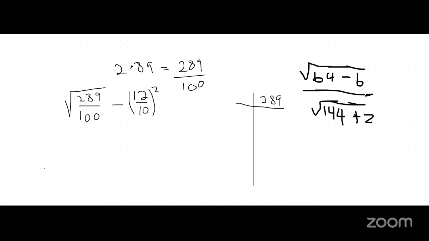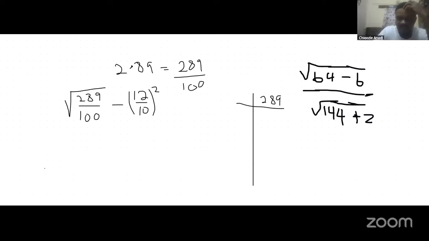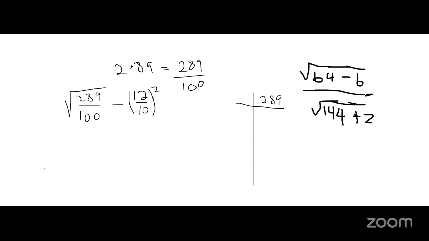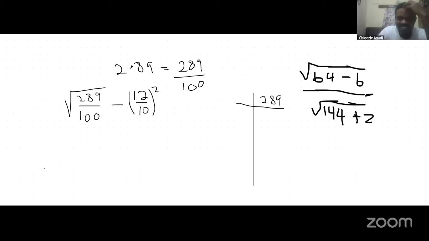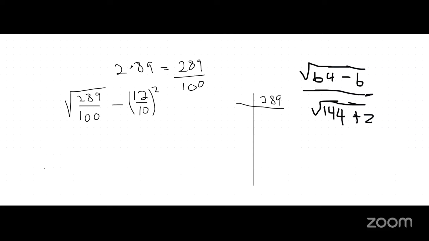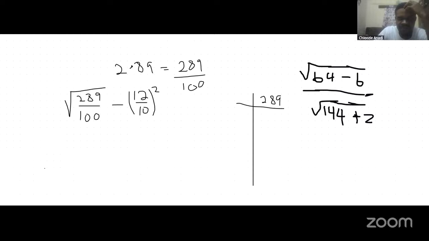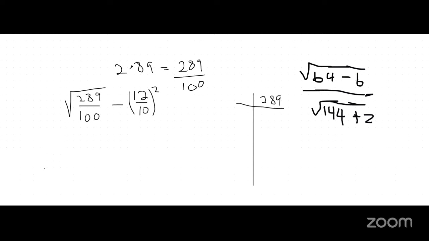Two. Very good. No, one is not a prime number. It's not a prime number. Then three, five, 7, 11, 13, 17, 19, 23, 29, 31, very good.